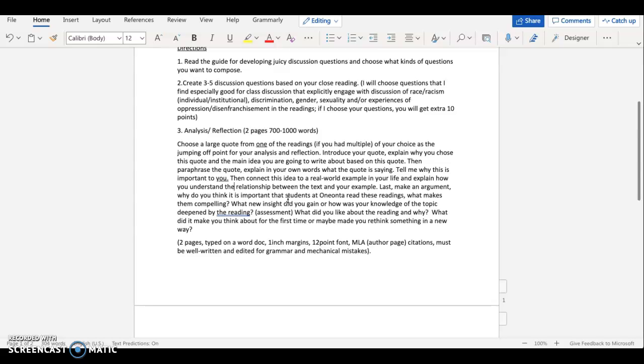And it should be 700 to 1,000 words, around 2 pages. It should be on a Word doc with 12-point font. Please use MLA citation, just like in your journal. And it should be edited and well written. So make sure that you are looking over your writing before you turn it in. And that is the assignment.